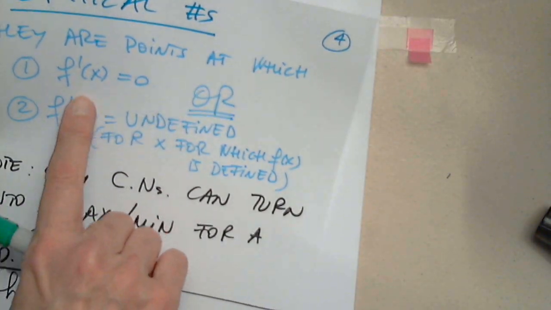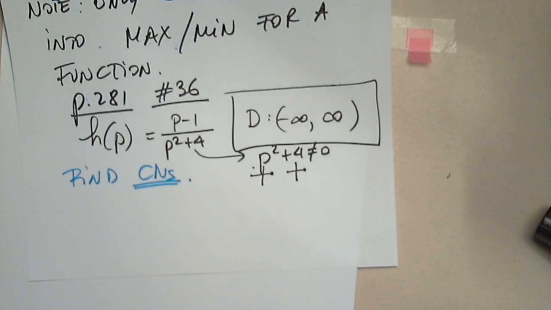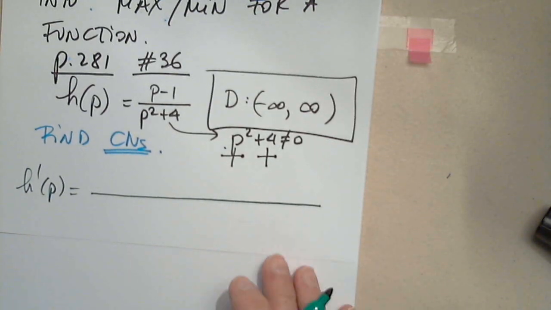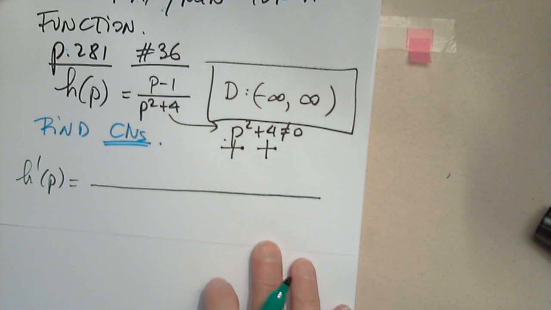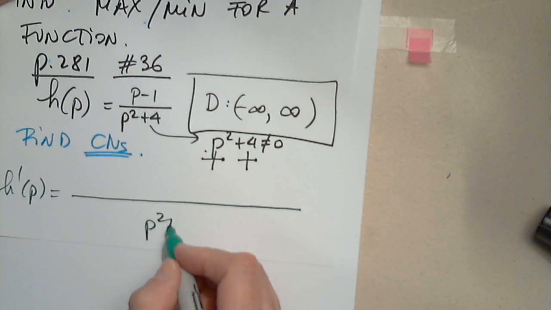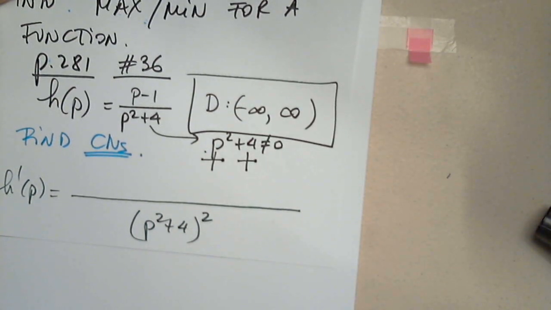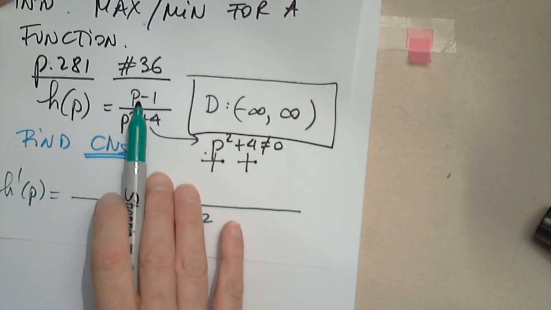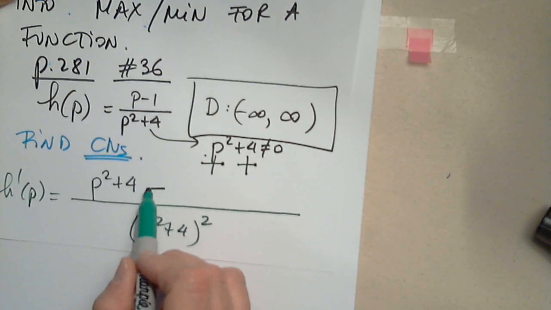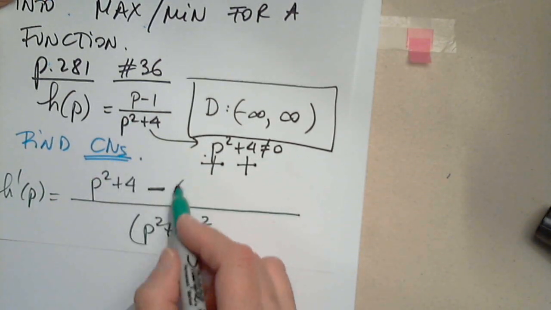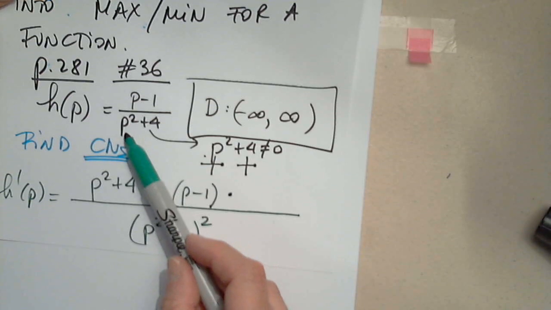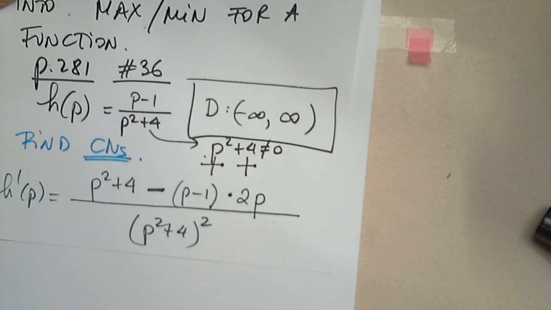The derivative. Exactly. Very good. So let's find h prime of p. Okay, so I differentiate using the quotient rule. So I have to have p squared plus 4, squared, in the denominator. I differentiate the numerator and I get 1 times p squared plus 4. I have to write minus. I have to copy p minus 1, but I have to multiply by the derivative of the denominator, which is 2p.